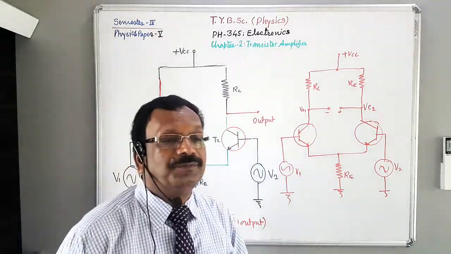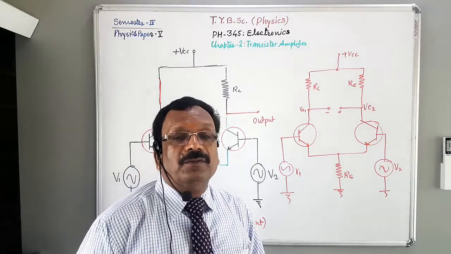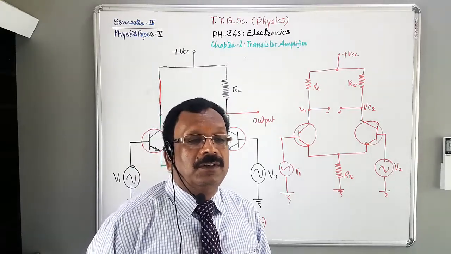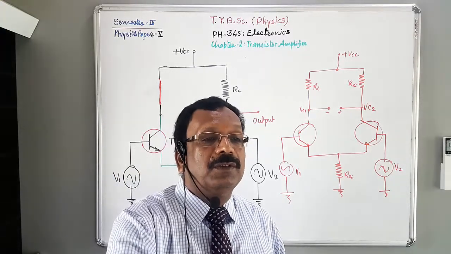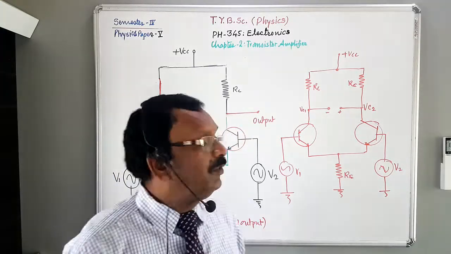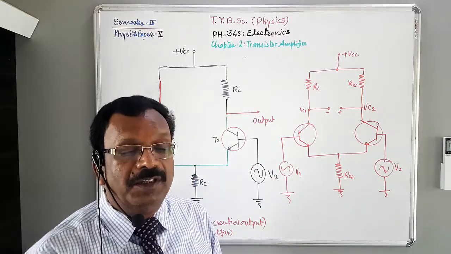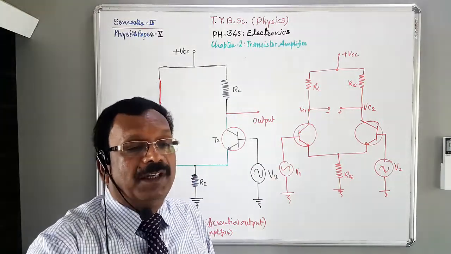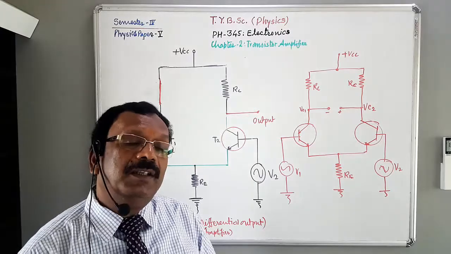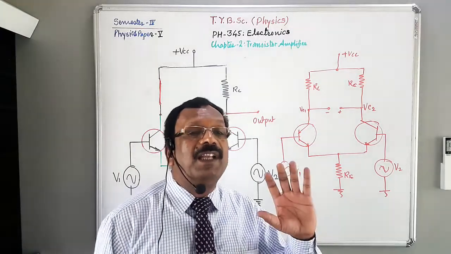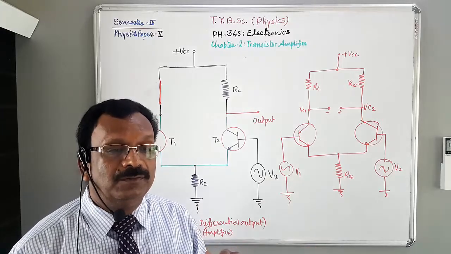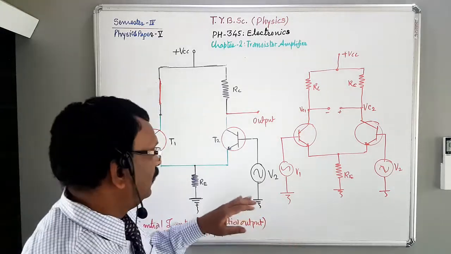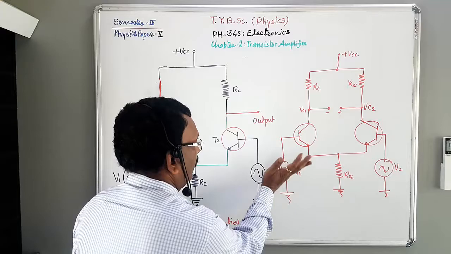So here, now single-ended output, we are going to see the non-inverting input configuration. In non-inverting input configuration, sometimes only one input is active. Suppose this one is not 0.